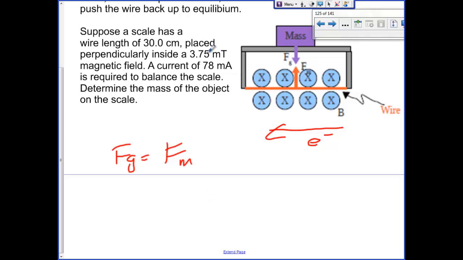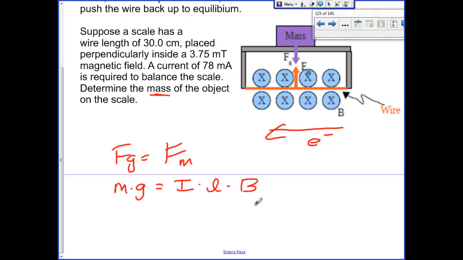Okay, then it gives me a whole ton of information here, and it ultimately asks me to find the mass of an object on the scale. So I made these two formulas equal each other. Gravity equal magnetic force. What's the formula for gravity? Mass times 9.81, yeah. Now I need to make that equal to a magnetic force. I have two choices. Which formula is the right one? The one with the wire. Okay, so that one is, I believe, the current times the length times the magnetic field strength.